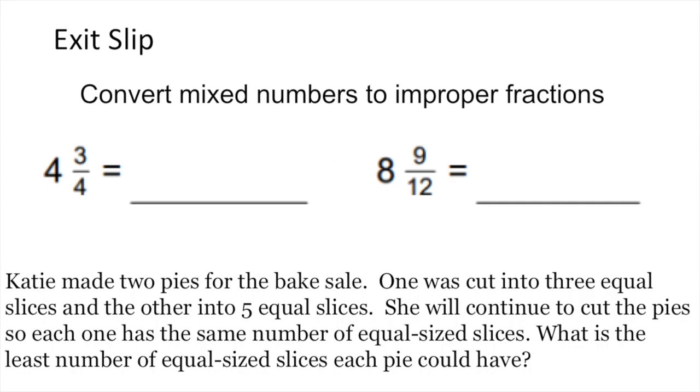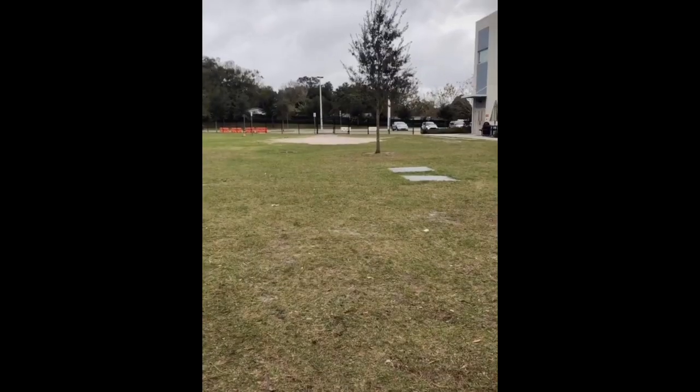All this word problem is asking you to do is to find the common denominator. One of the denominators is 3, the other is 5. What is the common denominator? Answer it on Canvas.